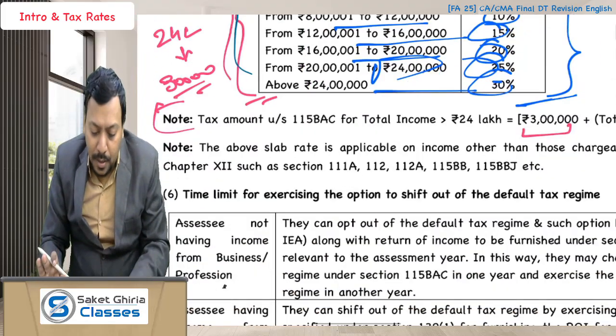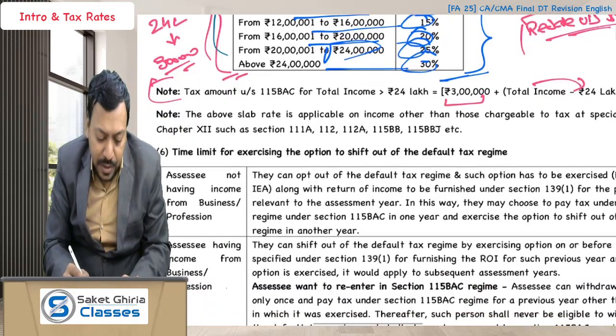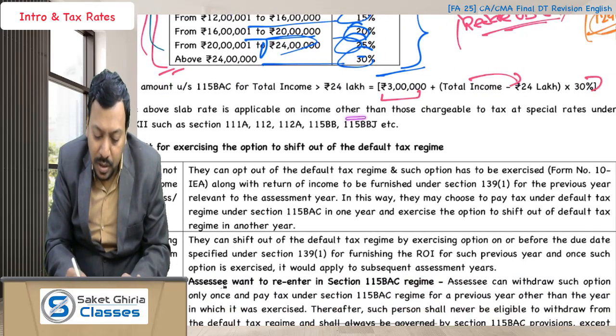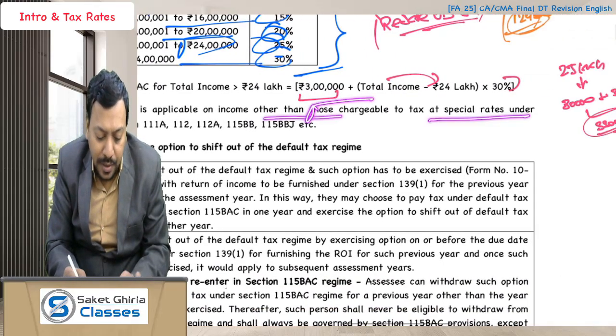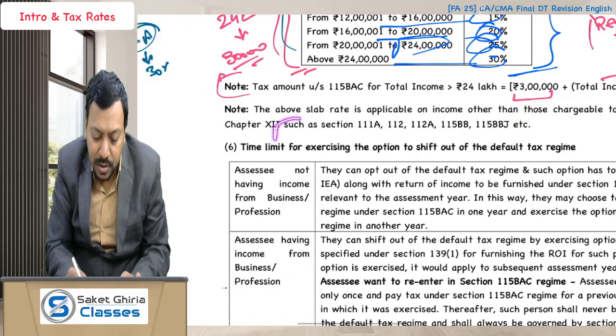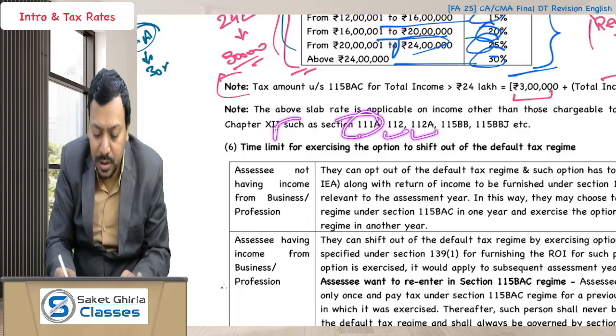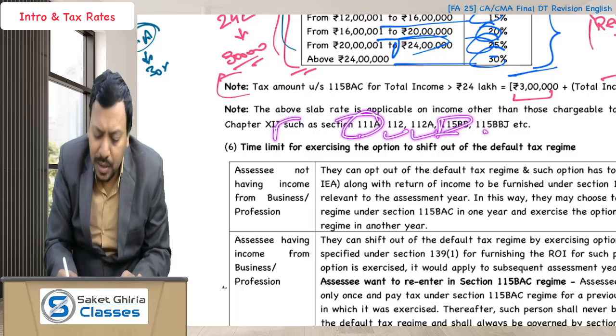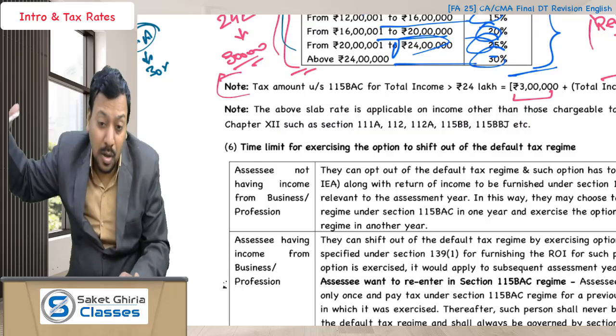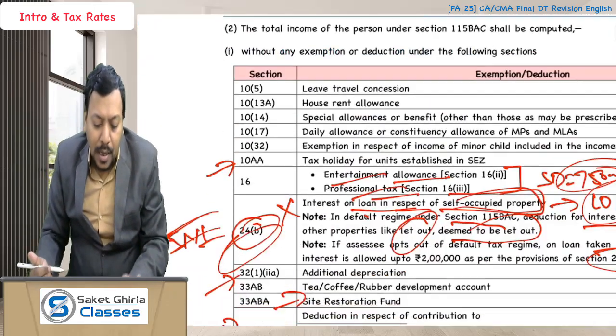Okay. So this is what we have written here. The above tax slab rate is applicable on income other than those chargeable at special rates under Chapter 12, such as Section 111A short-term capital gain, 112 LTCG, 115BB lottery income, 115BBJ, most probably online gaming.